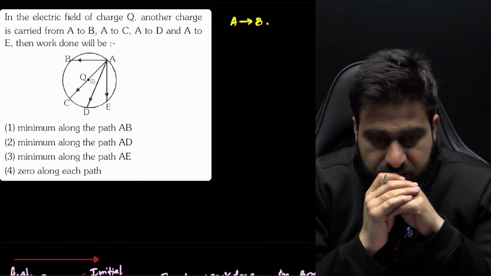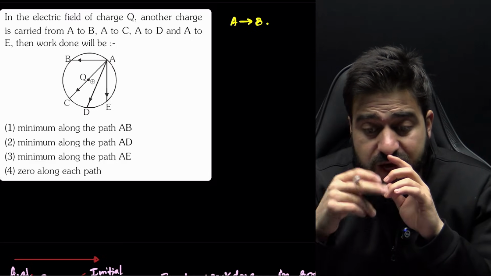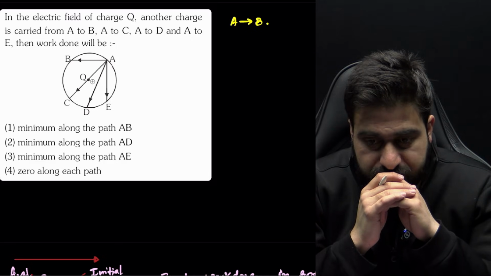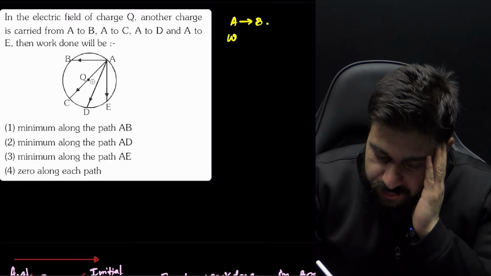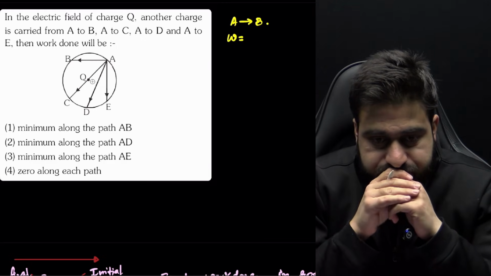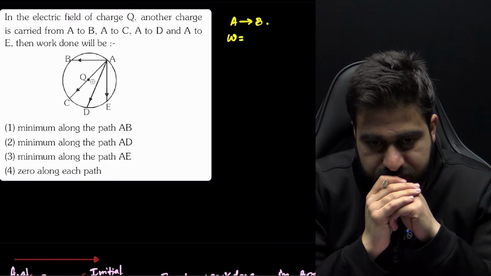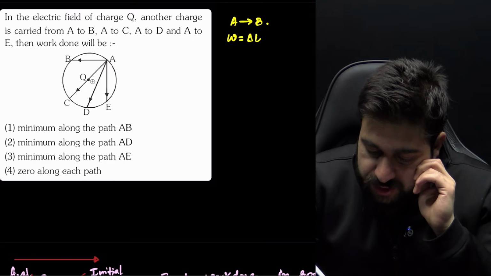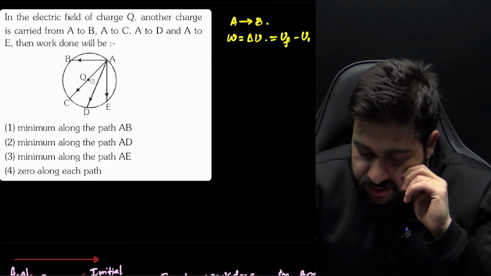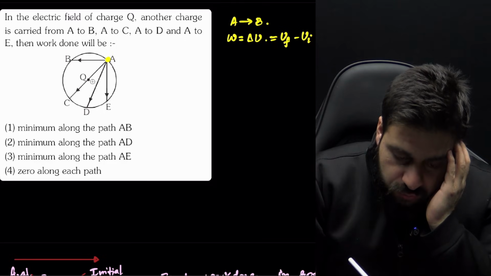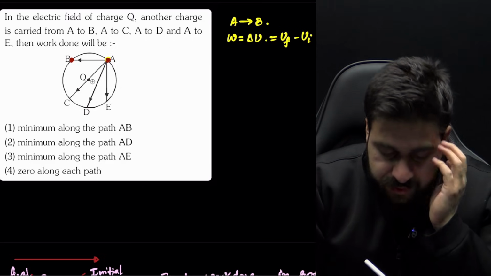When you take the charge from A to B, in that particular case, work done will be the change in potential energy. I have told you so many times, work done is change in potential energy. That is simply final potential energy minus initial potential energy. Initially it was at this point. Finally it is at this point.